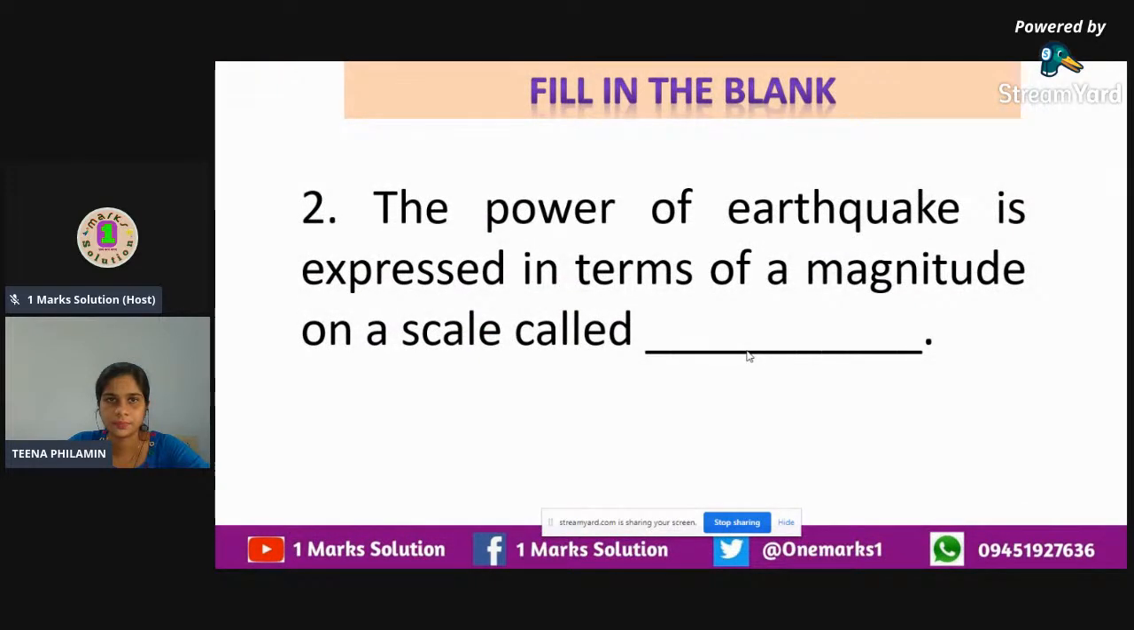Then the second one: the power of the earthquake is expressed in terms of a magnitude on a scale called dash. We know that an earthquake is a sudden shaking of the ground caused by the passage of seismic waves through the earth's rocks. All earthquakes do not have the same magnitude; they are of different magnitudes. To measure the magnitudes of earthquakes, Sir Charles Richter developed a scale called the Richter scale in 1935. So the power of the earthquake is expressed in terms of a magnitude on a scale called the Richter scale.